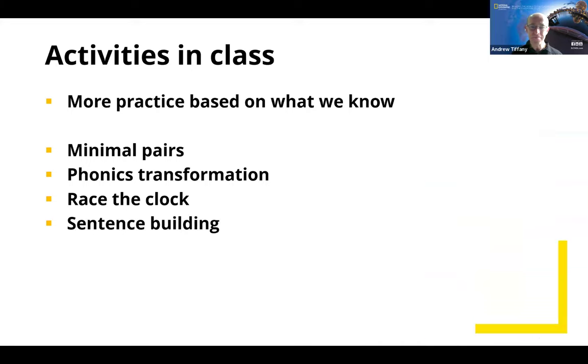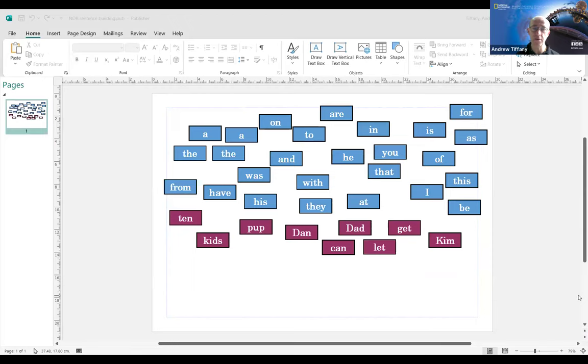Okay. Sentence building. With sentence building, what I would do is print all of the words onto flashcards. I will do something like this. Share, come on, share. There we go. I will do something like this, where I have a lot of the different words. All of the blue ones are my Fry list high frequency words from the first list. And then down here, I've got my phonetic vocabulary words that were part of the story. And we can get the kids to make sentences. Now, don't worry about capital letters or periods too much at this stage.